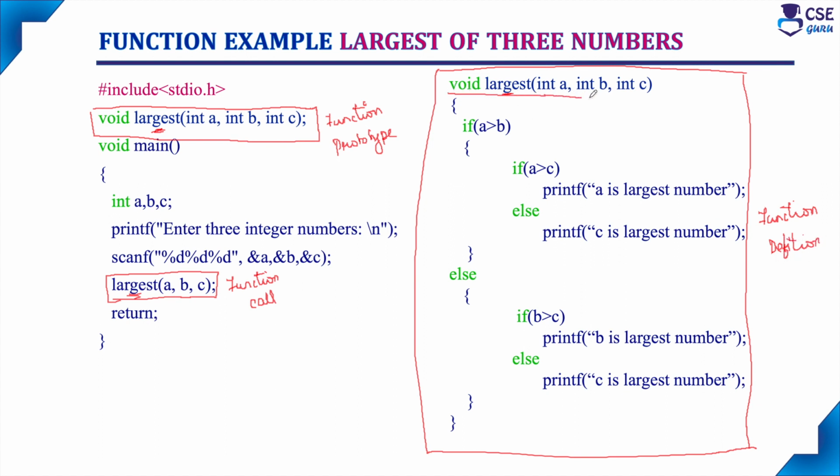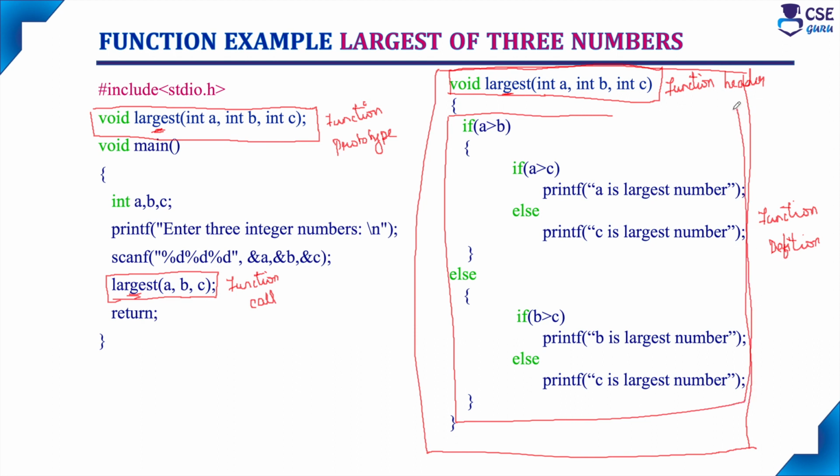And in the function definition, there are two parts. One is the function header, and this is nothing but the function body. And here we have to include the return statement. Okay. So these are all the elements of a user-defined function: function declaration or function prototype, function call, and this is the function definition. This is the function header, and this is the function body, and this is the return statement.